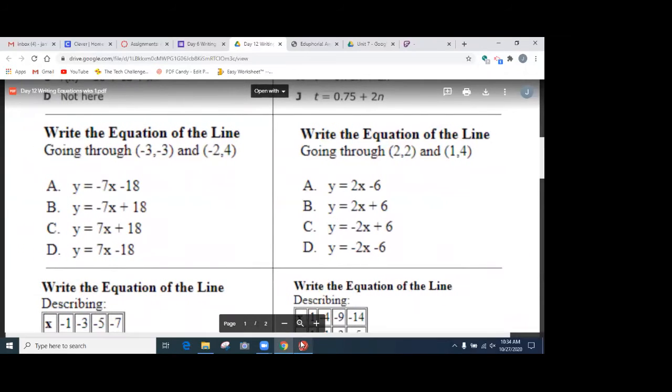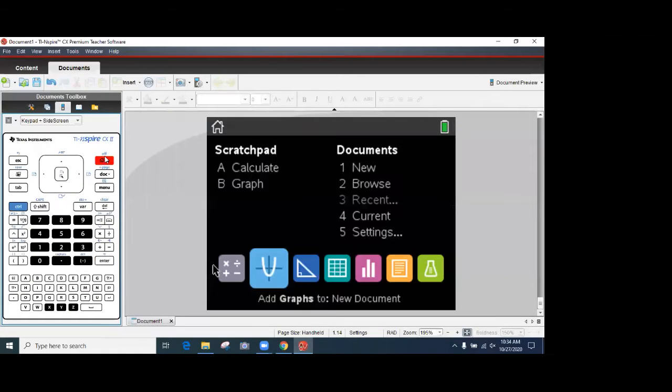All right. So we're going to go to our calculator, and anytime it's y equals, we always go to graphs.